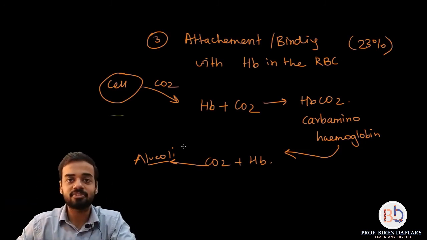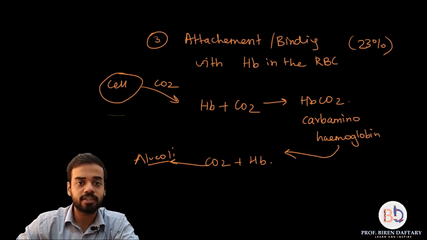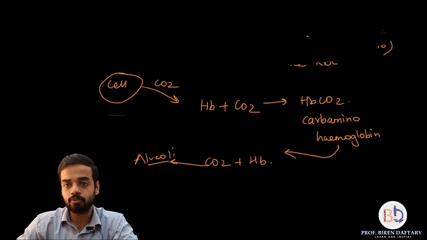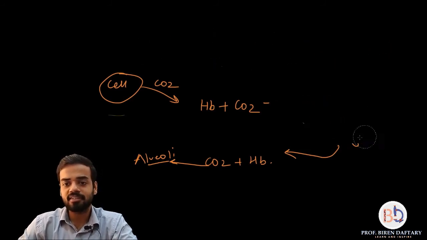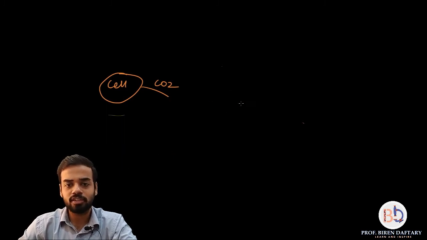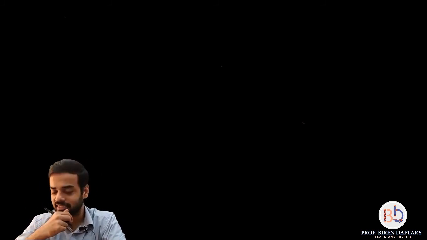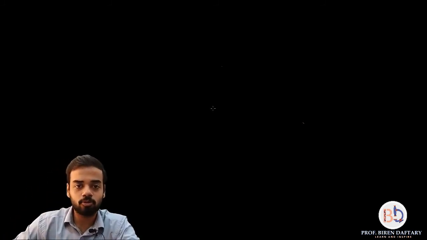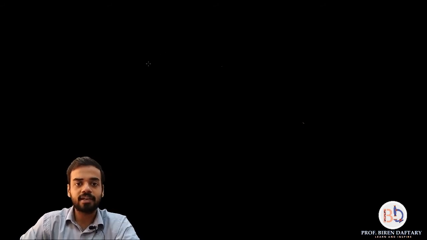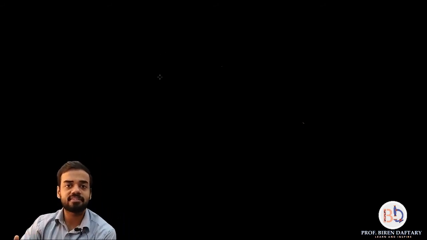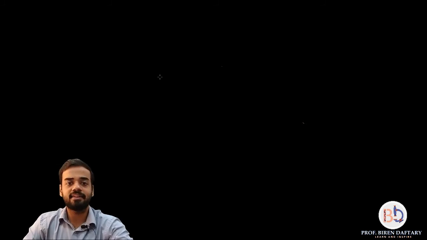Now let us make a summary of what we have studied. So I am going to draw two diagrams. And these diagrams are also given in your textbooks. If you look at the state board textbook or the CBSE textbooks, there are two diagrams given. So let us just sketch this diagram. The first diagram that I am going to draw is the diagram of gaseous exchange between cell and the RBC.